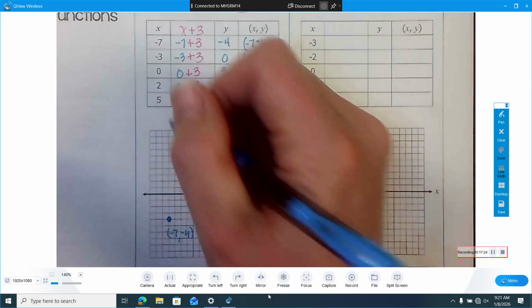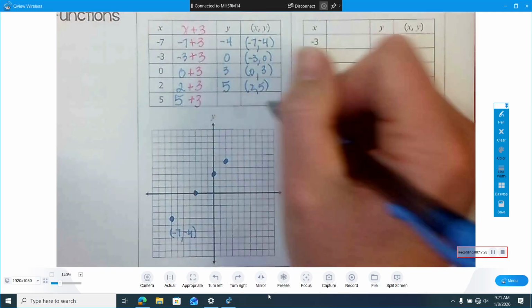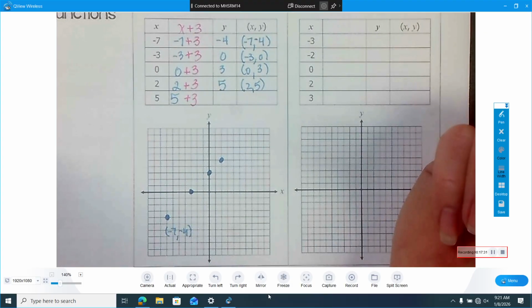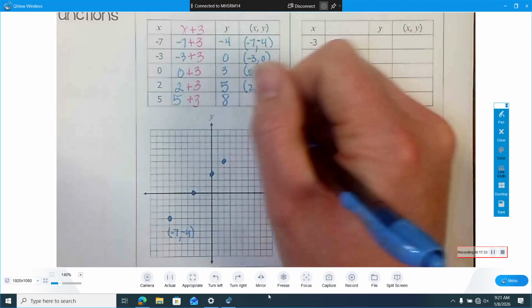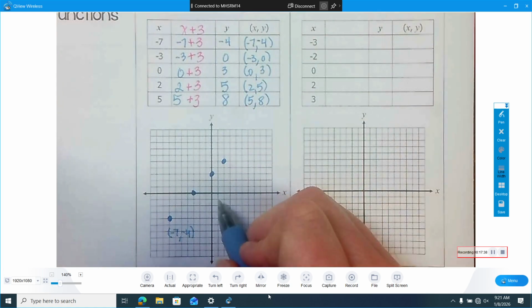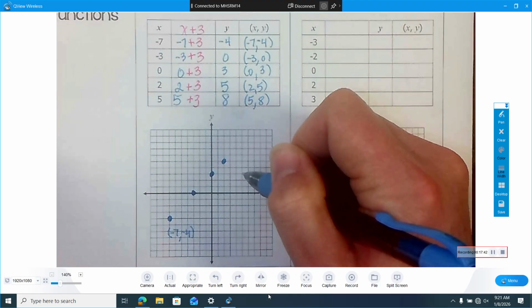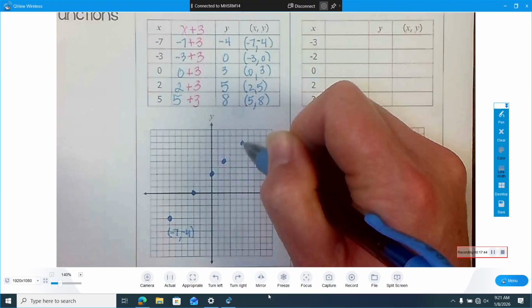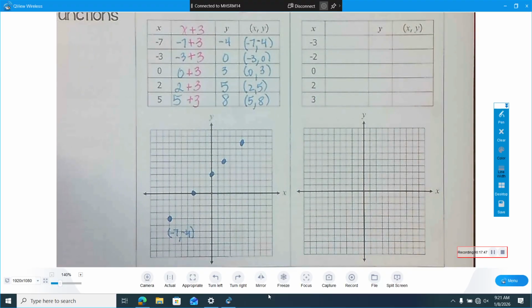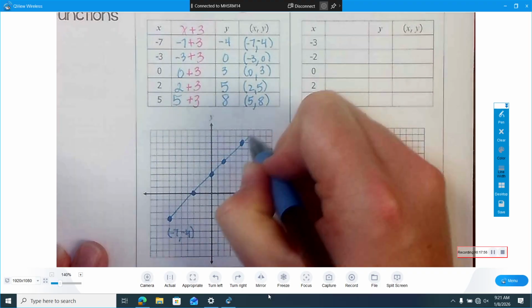And last, we're going to plug in a 5 and then add 3 to it, which gives me 8. The ordered pair 5, 8. So let's see, that tells me to go 5 to the right. 1, 2, 3, 4, 5. And up 8. 1, 2, 3, 4, 5, 6, 7, 8. Right there. Hey, what's that? What do all those points look like? A line. Yeah, they're all in a really nice line.